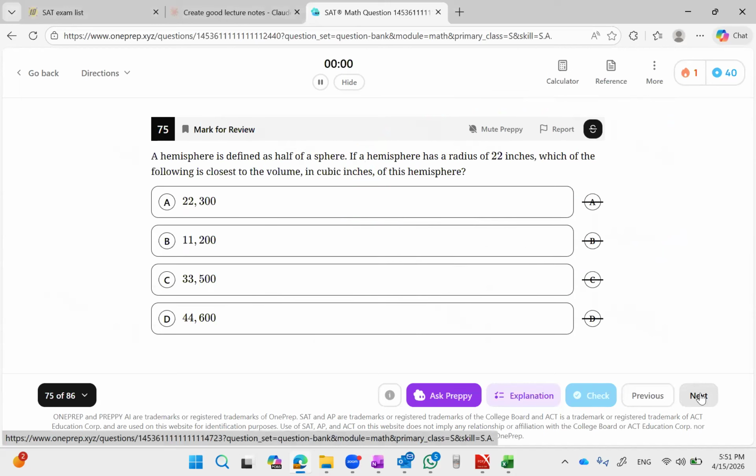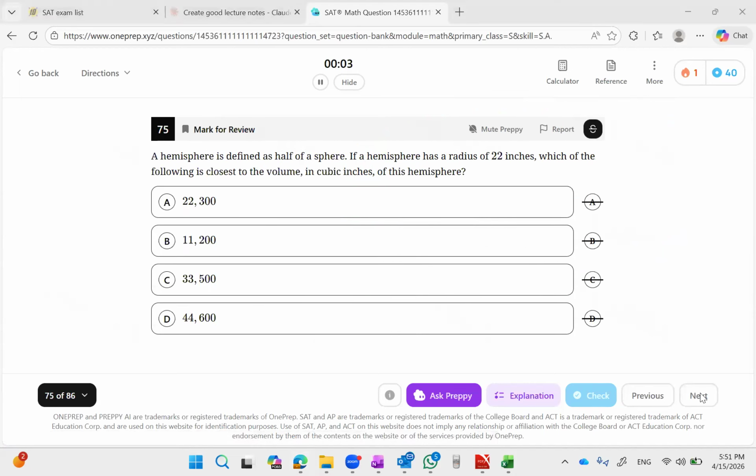Okay, very good. Now, what do I mean by hemisphere? A hemisphere is half of a sphere, the above half. And the radius is 22. What is the volume of the sphere?